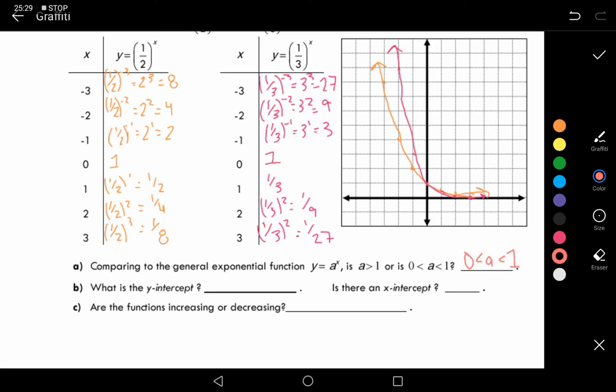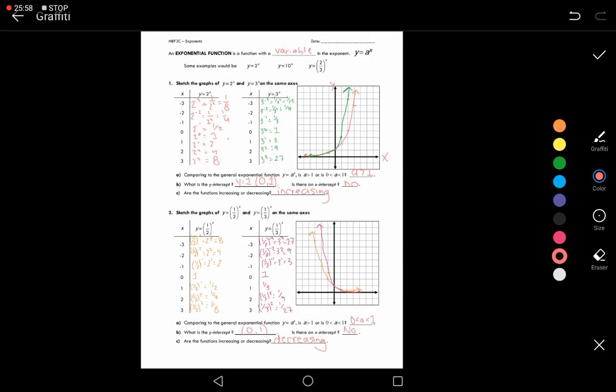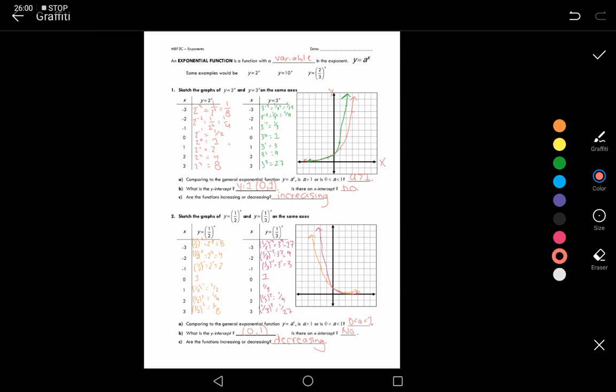Okay, the y-intercept again is 0, 1, right? They have the same y-intercept, and we again don't have any x-intercepts. Okay, so these graphs are never going to cross the x-axis. And again, these are making kind of that L shape, so these ones are decreasing. Okay, and this is the end of the third note on the properties of exponential functions.